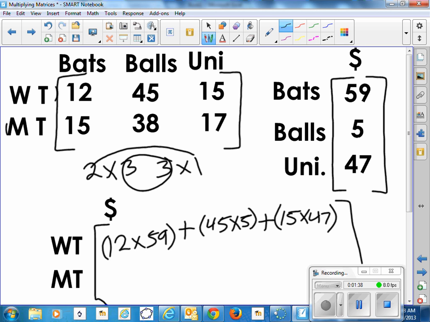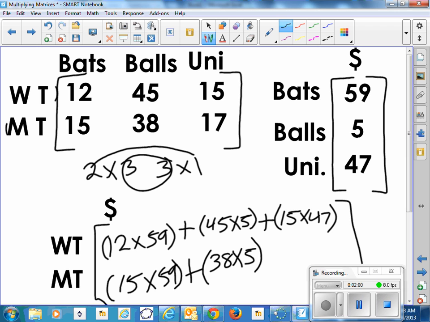Then I come back, go down a row, and start back up on the second matrix at the top on the bats. So I have 15 bats for the men at $59 each, plus 38 balls at $5 each, plus 17 uniforms at $47 each.